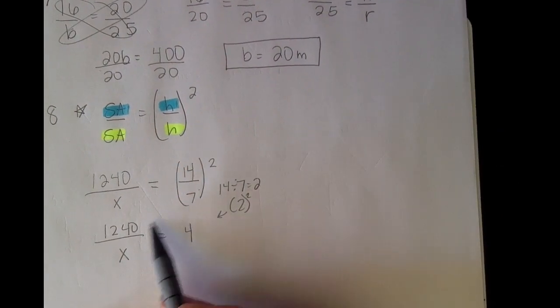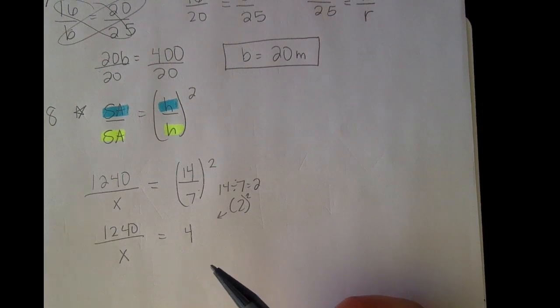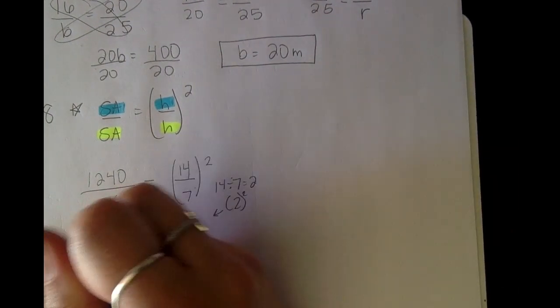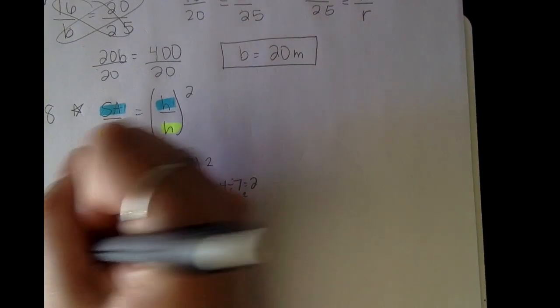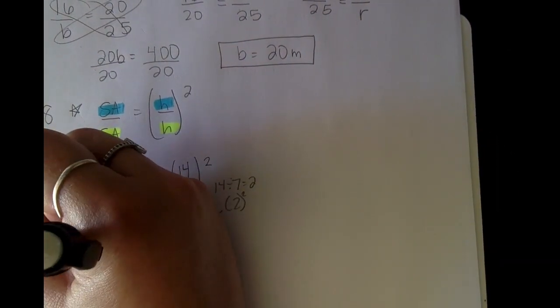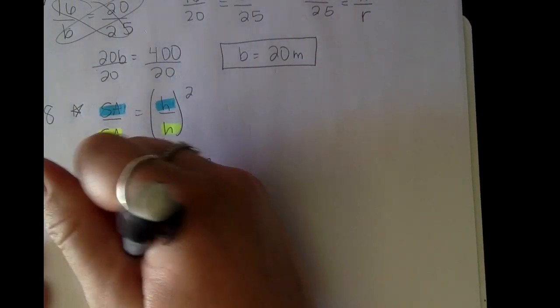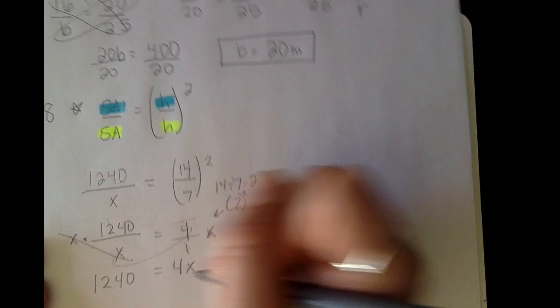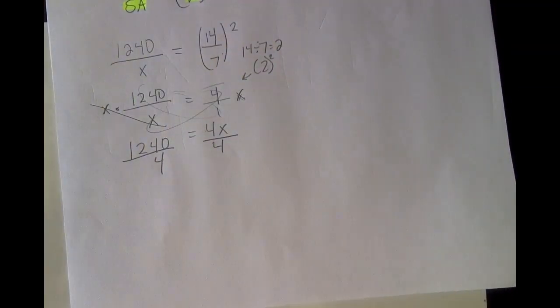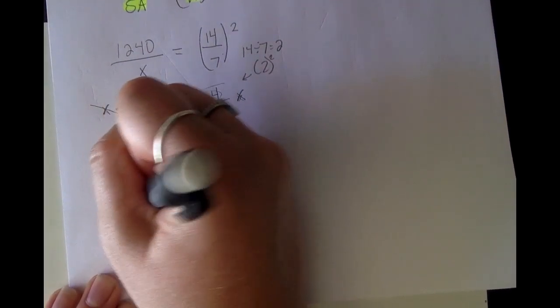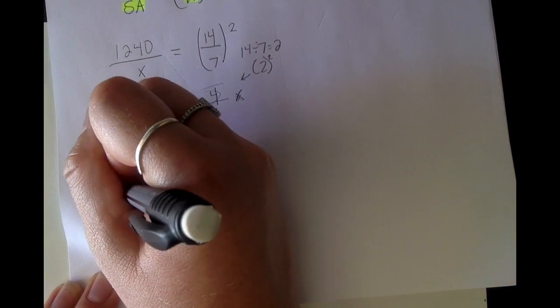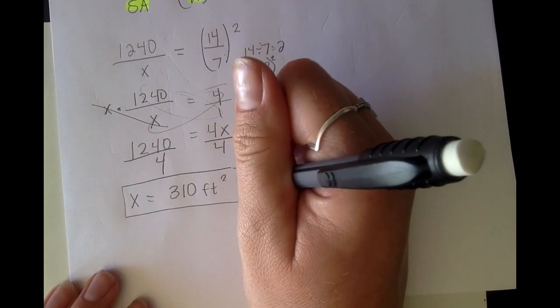And then here I want to solve, and there's a lot of different ways of thinking about this. You can think of it as 4 over 1 and do cross multiplication. You can also multiply both sides by x. So if I multiply each side by x, this will cancel out. I'm left with 1,240 is equal to 4 times x. I can divide each side by 4, and my answer, x, is equal to 310 feet squared. So that is your missing surface area for number 8.